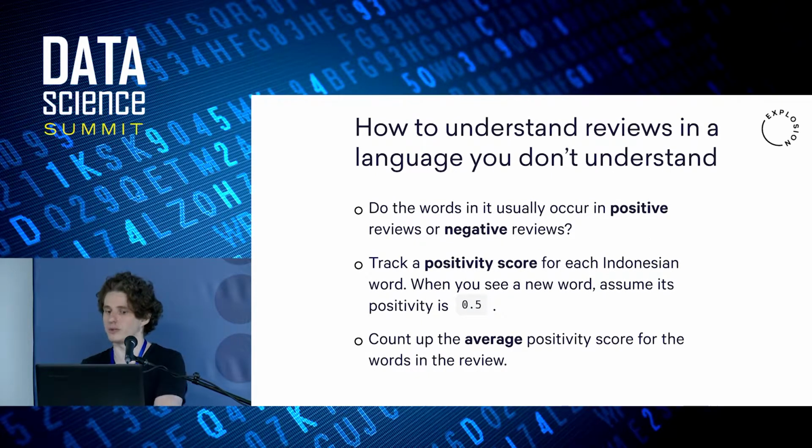So, all right, what would we do here? What's a basic suggestion? Well, here's how to implement a basic bag of words model. We want to know whether the words usually occur in positive reviews or negative reviews. So imagine that we could track a positivity score for each Indonesian word, and when you see a new word, assume its positivity is 0.5. Then we count up the average positivity score for the words in the review. That's how we're going to make our prediction.